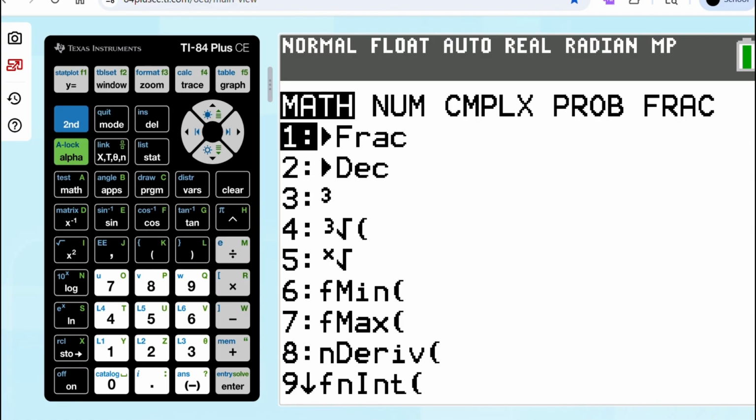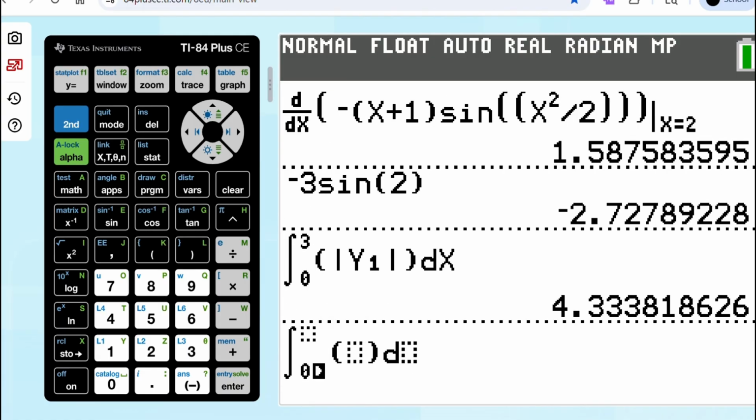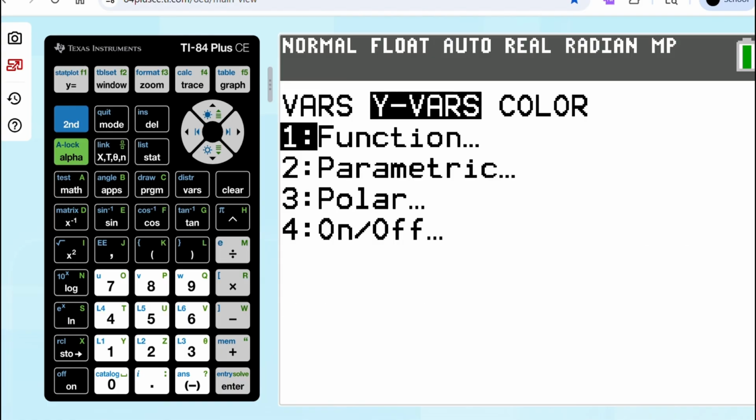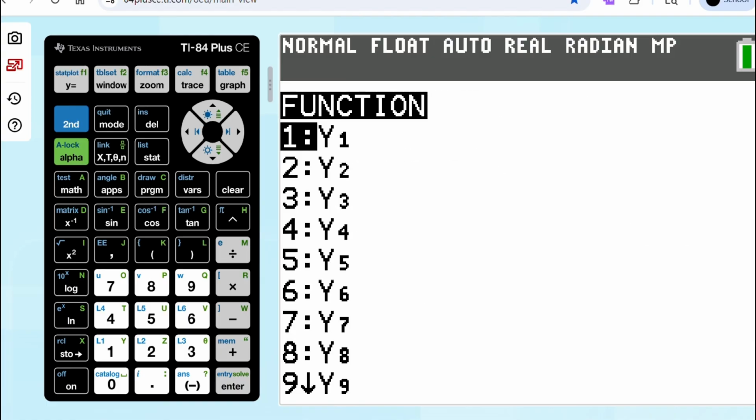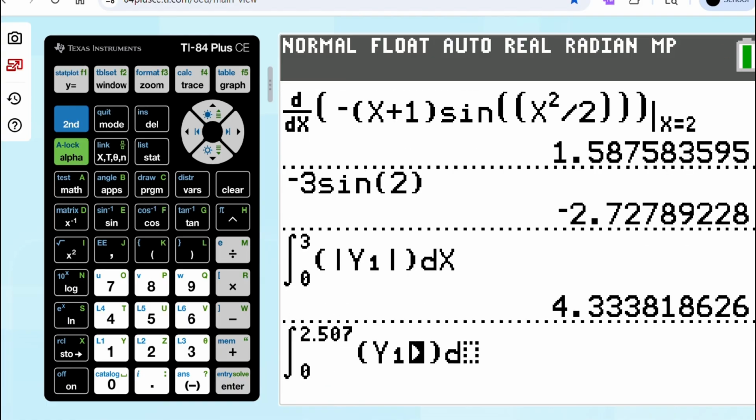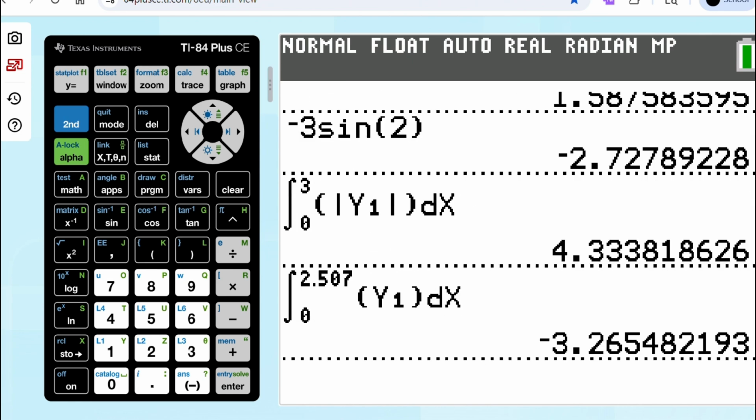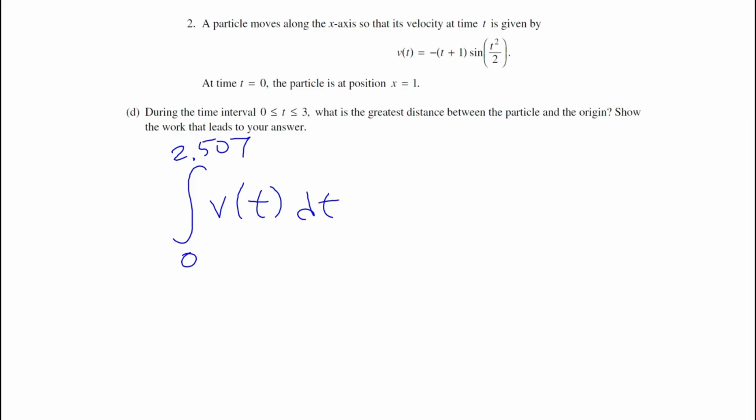So we're going to hit math, option 9. We're going to go 0 to 2.507. And we're just going to do the velocity function. So we'll hit VARS again, go into the second column, option 1, and then option 1 again. And we'll integrate that. We can see that it displaced 3.265482193. We'll just call it 3.265.